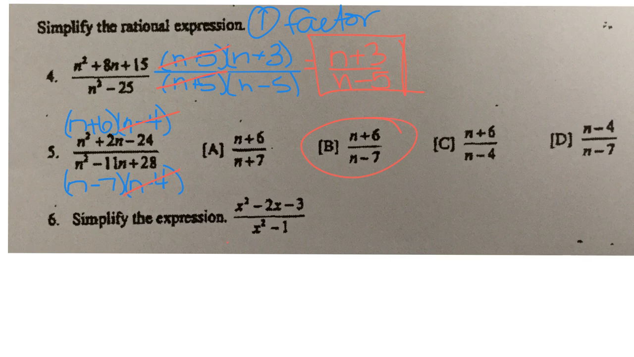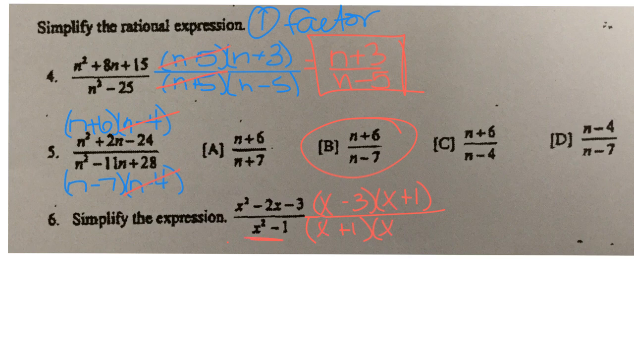Number 6, if I factor, what two numbers multiply to negative 3 and add to negative 2? I have n minus 3 and n plus 1 over n plus 1 and n minus 1. Oops, these should be x's. Let's make these x's. Not that it makes a huge difference, but we should be using the correct variable.